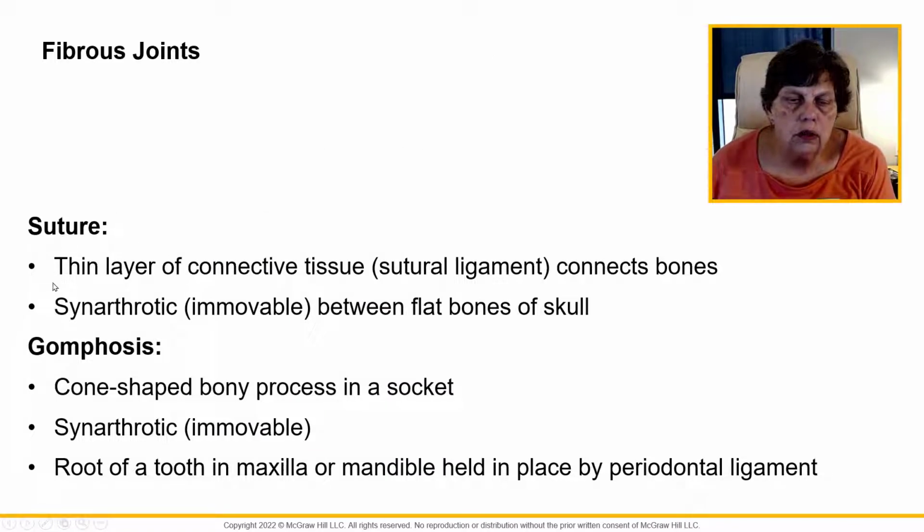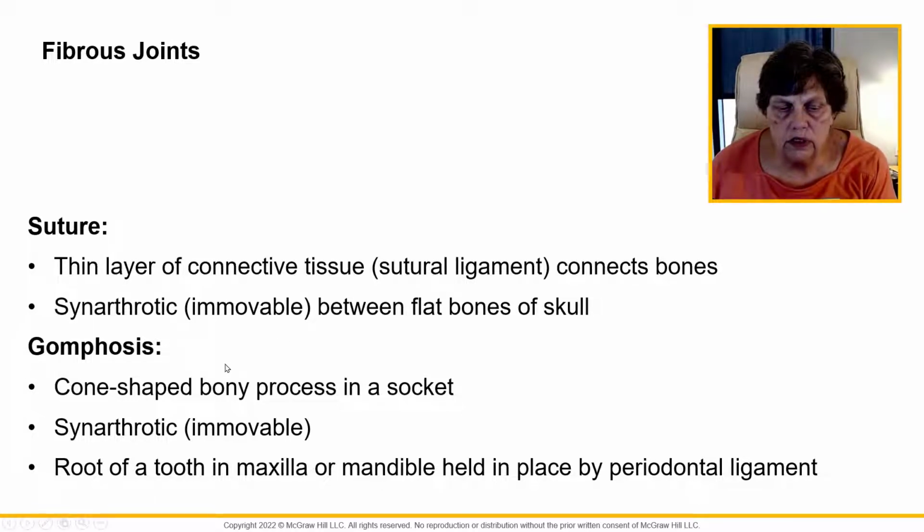The suture has a thin layer of connective tissue. This is a sutural ligament that connects the bones. This is immovable, so this is a synarthrotic joint. These don't move. We don't want them to move unless, if our brain is swelling, that's a different story, but in general, they are not going to move.